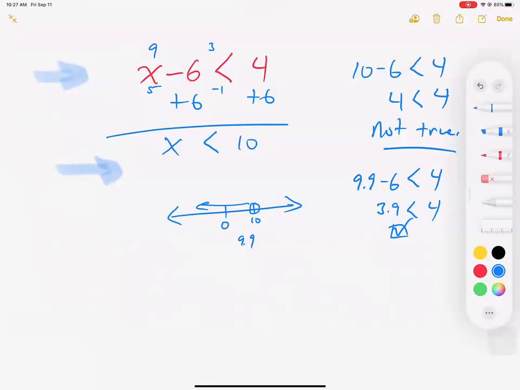So what we're trying to figure out is, what's that borderline? What can I get to still make this a true statement?